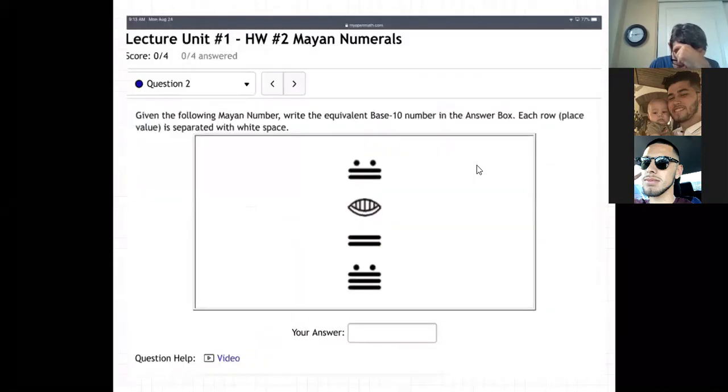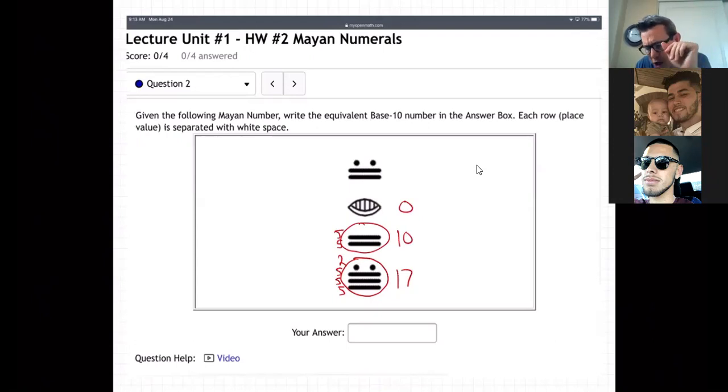Now number 2 is similar, but now they get that funny looking symbol in there. So let me do this one with you. So what's going on here? Let's figure out what this number is. Can you tell what that number is? 17, right? Because it's 5, 5, 5, and then the 2. The bars are 5, the dots are each 1. So that's 17. This one, 5 and 5 is 10. Now, what's that funny thing? That's a 0. It's a shell. They're trying to draw a shell.